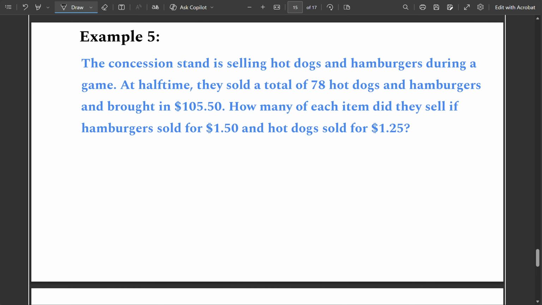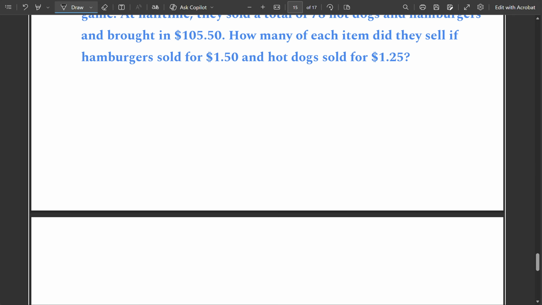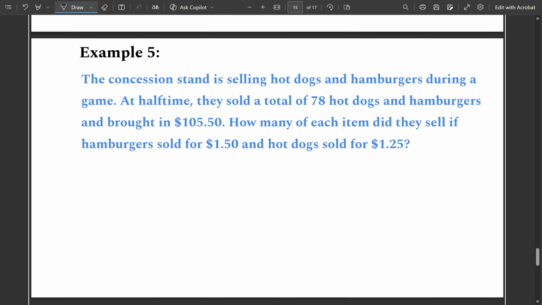So it says, the concession stand is selling hot dogs and hamburgers during a game. At halftime, they sold a total of 78 hot dogs and hamburgers. Okay, in total, 78 hot dogs and hamburgers. And brought in $105.50. How many of each item did they sell if hamburgers sold for $1.50 and hot dogs sold for $1.25? Ooh, okay, so this is a little bit different than what we've been discussing.